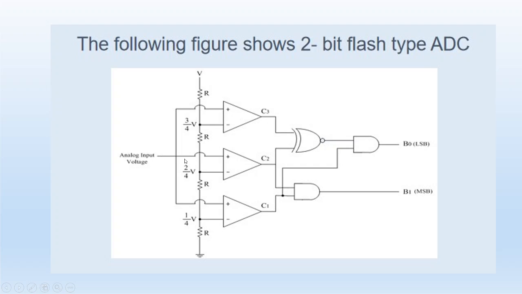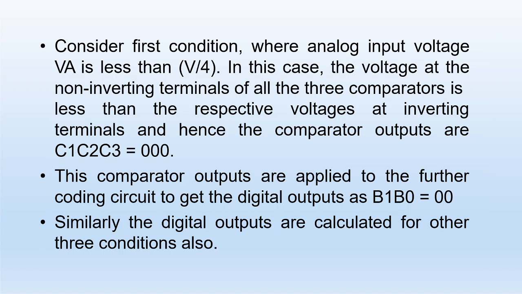Very easily we can find this out, and then the same analog voltage is applied at the non-inverting input terminal of all 3 comparators. So whenever your analog voltage crosses 1 by 4V, C1 will go high. Whenever your analog voltage crosses 2 by 4V, the lower 2 comparators' outputs will go high, and whenever your input voltage is greater than 3 by 4V, the output of all 3 comparators will go high. That is the working of a 2-bit flash type ADC.